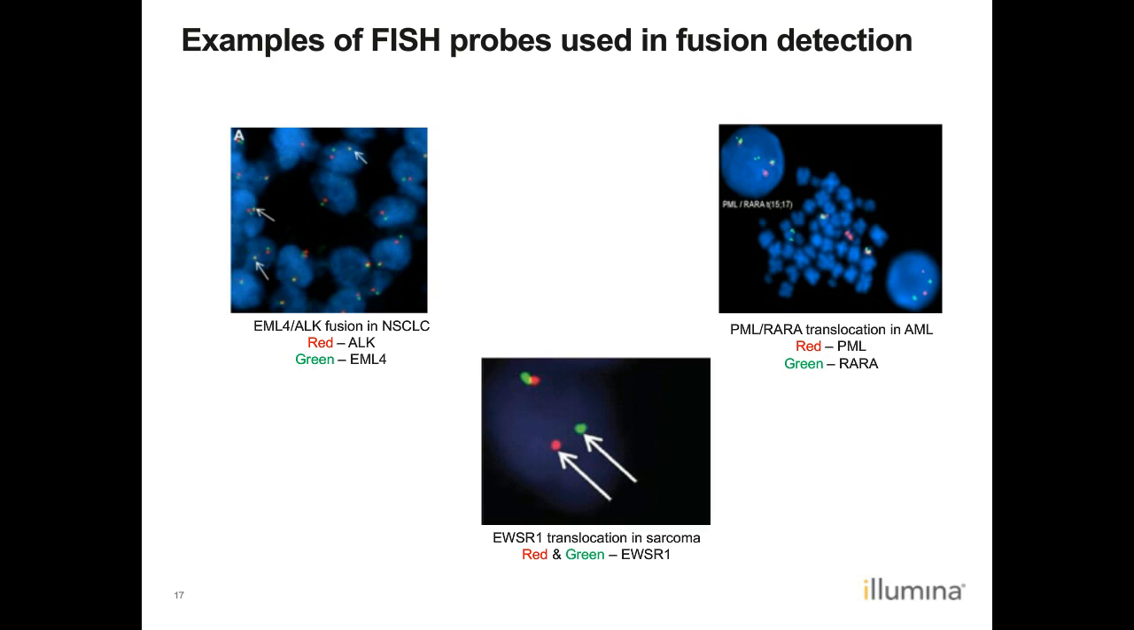EWSR1 break-apart probe enables detection of translocations involving the EWSR1 gene. Most common partner is the FLI1 gene, but in a small proportion of cases, EWSR1 can also be fused with ERG, ETV1, or other gene partners. And this probe is used in diagnostics of Ewing sarcoma, which is a primary bone cancer.